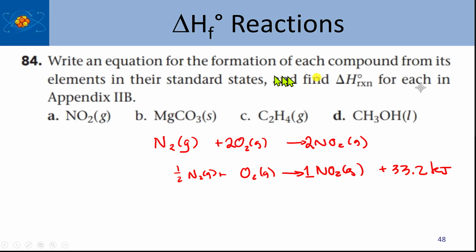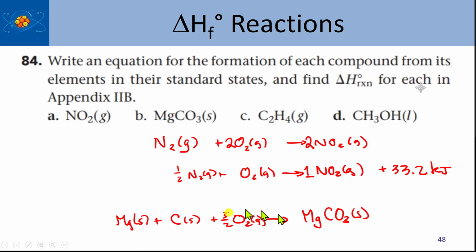So this says, write an equation for the formation of each compound from its elements in their standard states. So these are the standard states, and it has to be balanced, right? And then we find delta H of the reaction in Appendix 2B. Okay, so let's take another one. Let's take magnesium carbonate. And then you go ahead and write what elements you think make it up. And then pause the video. When you start, it'll have the answer worked out for you.